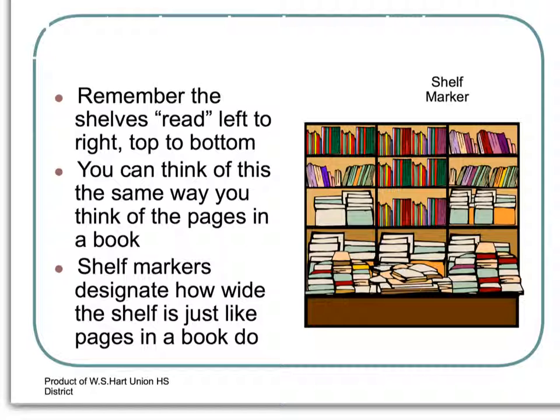So our shelves have shelf markers. The shelf markers say how wide the shelf is. And you read a shelf across the shelf and down to the next shelf. When you get to the bottom, you start up here at the top again. You read the shelves like you would a book from left to right.